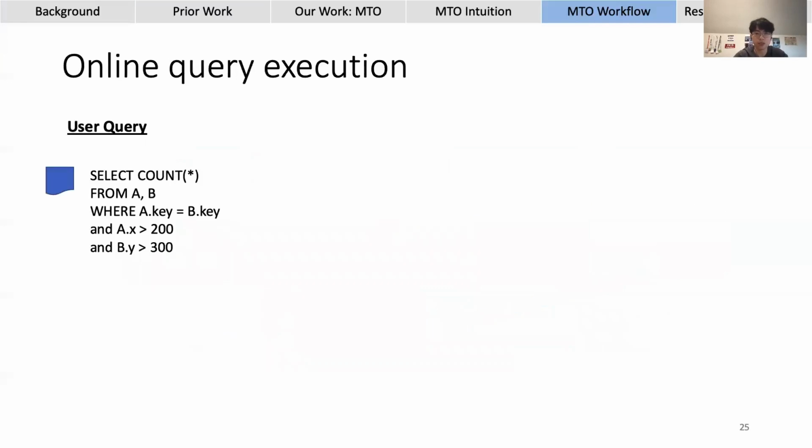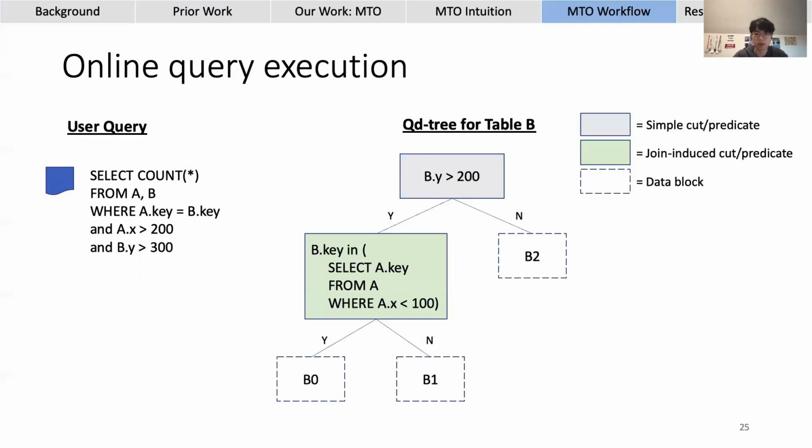So let's say the user runs a query like the one I've shown here. So MTO will determine the blocks that need to be accessed for each table by using each table's QD tree. So in this example, I'm just going to show how MTO determines the blocks to read for table B using table B's QD tree. But you'll notice that this query also hits table A, so we would apply the same procedure to table A's QD tree to determine which blocks to read from table A. So here in table B, we start from the QD tree's root.